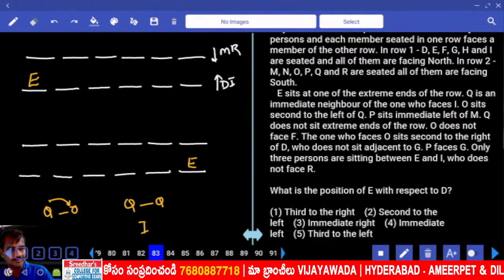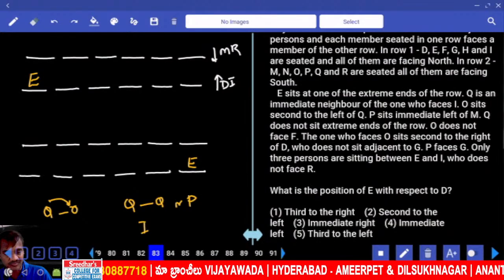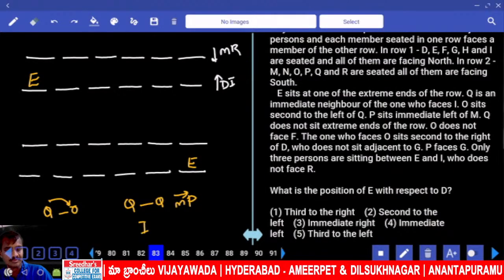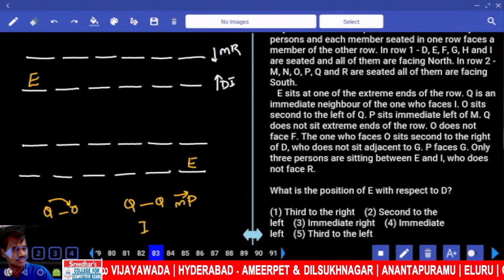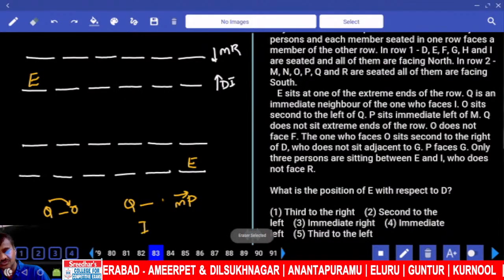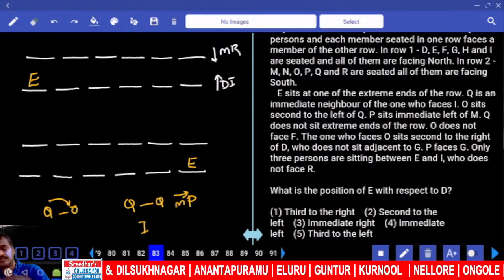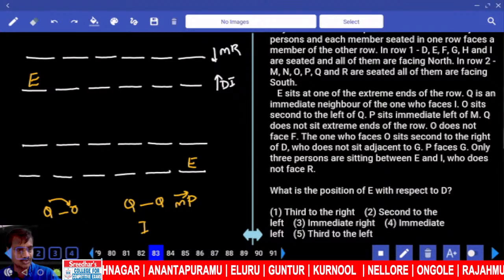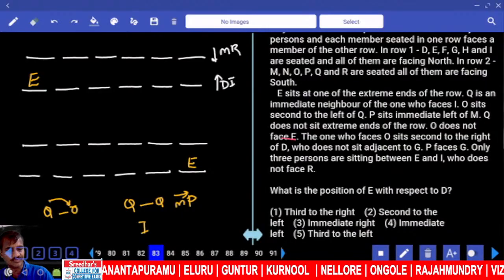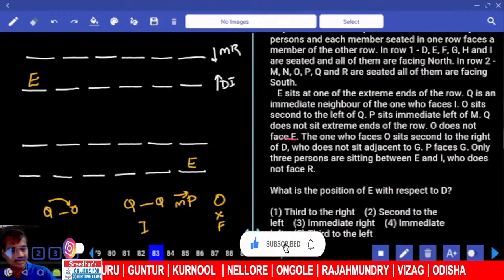Then P sits to the immediate left of M. Now P is to the immediate left hand side of whom? M. Then next one, O sits second to the left of Q. Here O is seated second to the left of Q, this is O. Then next one, O does not sit facing F. Now O and F are not opposite to each other.